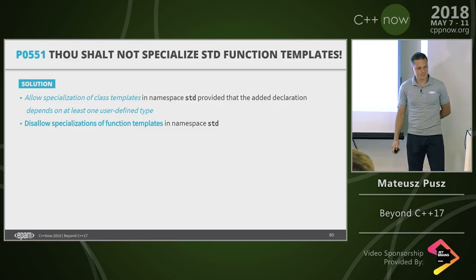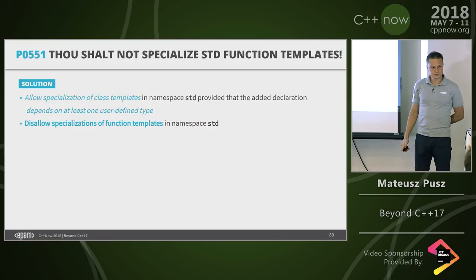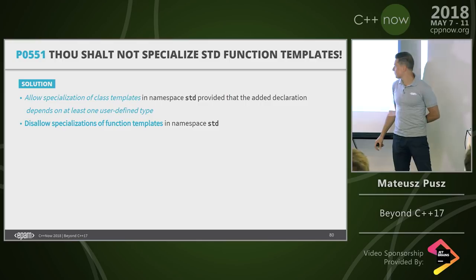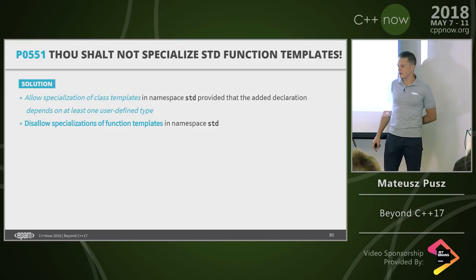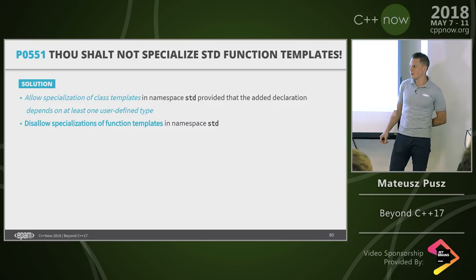Question: How does this play to the old method of implementing the copy and swap idiom, where sometimes you would have specialized std swap for your user-defined types? The question is how this compares to the copy and swap idiom, where you are specializing swap. You should overload on swap, not specialize it in the standard namespace. Then everything works fine.